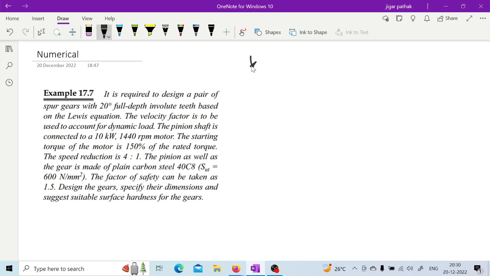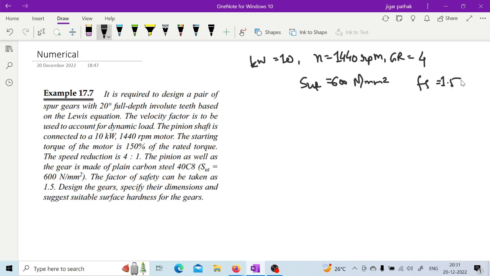So here, if you note down first the given data, then power is given as 10 kilowatt, RPM is given as 1440 RPM, then the gear ratio is given as 4, right? Now ultimate strength is given as 600 Newton per mm square and factor of safety as 1.5. Then starting torque is equal to 150% of rated torque.